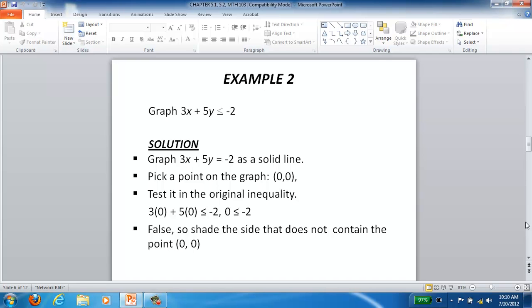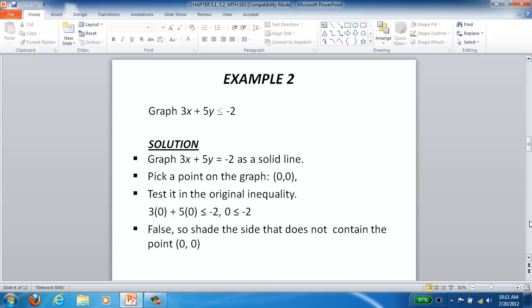Example 2. Graph 3x plus 5y is less than or equal to negative 2. First, graph 3x plus 5y equals negative 2 as a solid line. Because this is a less than or equal to statement, the border region forms a solid line. This is a graphic representation of the solution region.